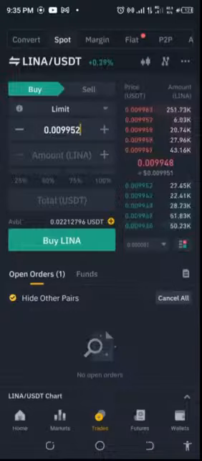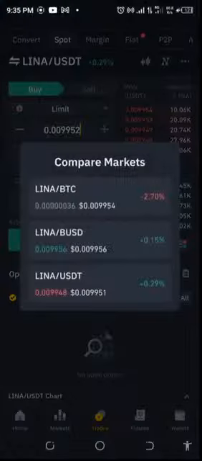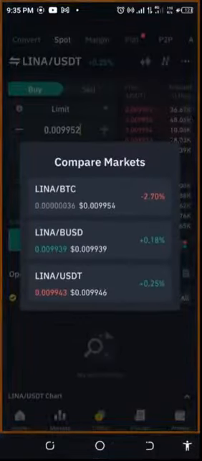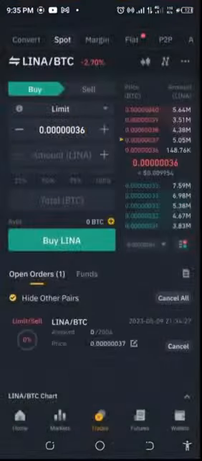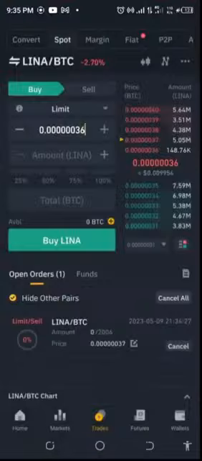But let's go back to Lena BTC. How did this happen right before our eyes? Come on. This is what I would call the risk associated with doing triangular arbitrage. You have to understand the risks.